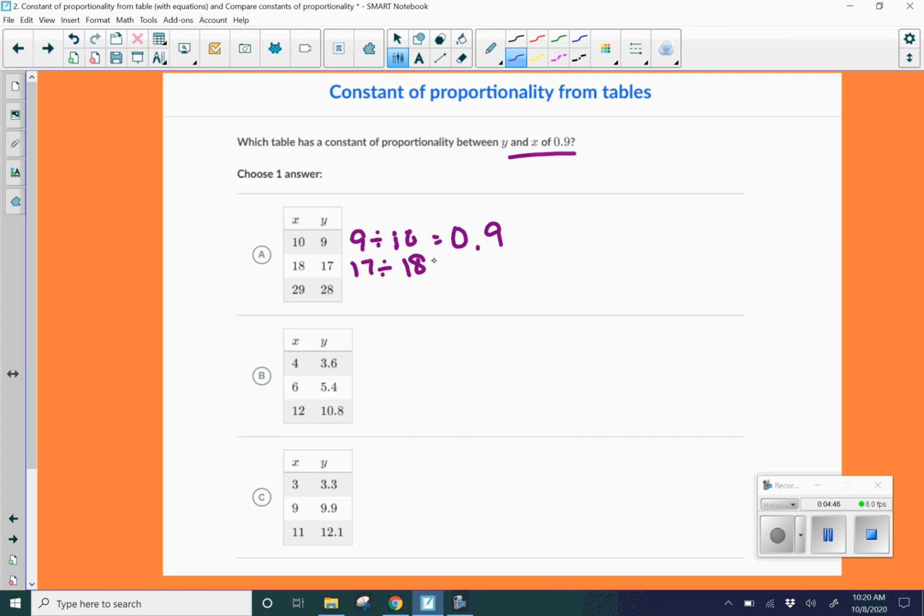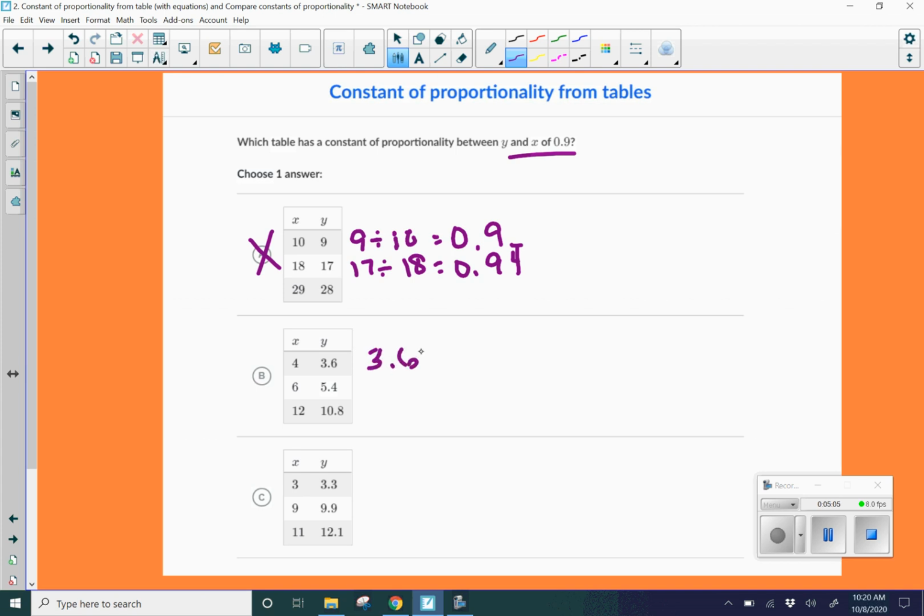On my calculator, I get 0.94. So now hopefully we see, it's 0.94 repeating, that you do need to check each one, because our first one was correct, but notice our second one does not give us 0.9. So A is incorrect. Let's try the next one.